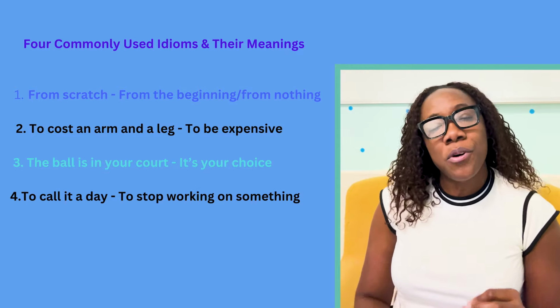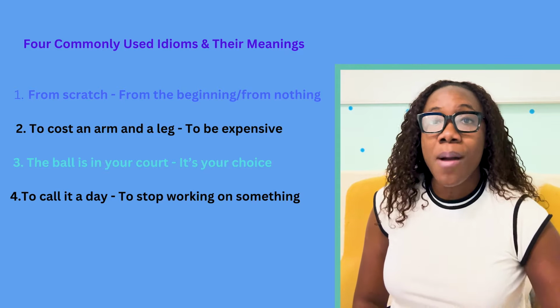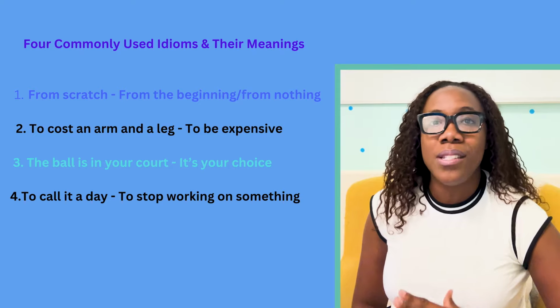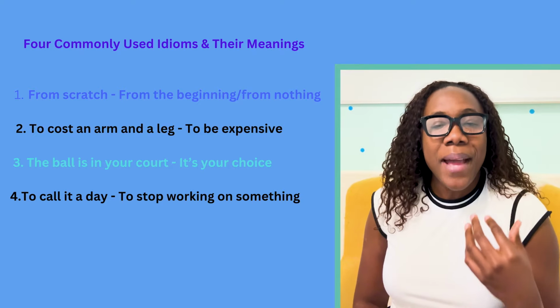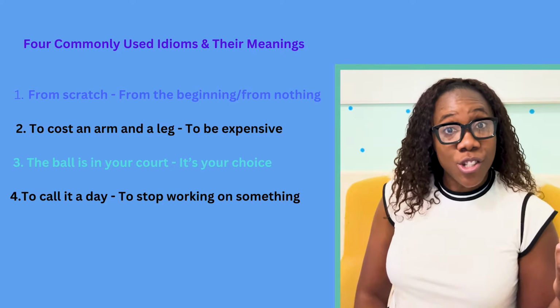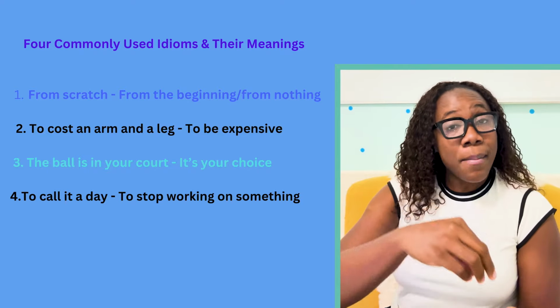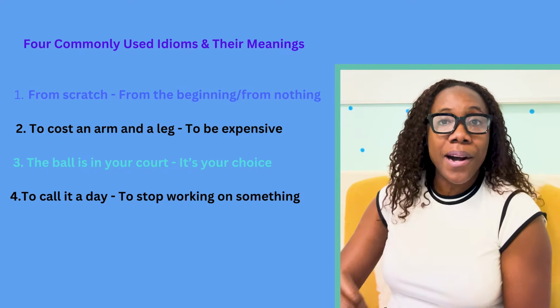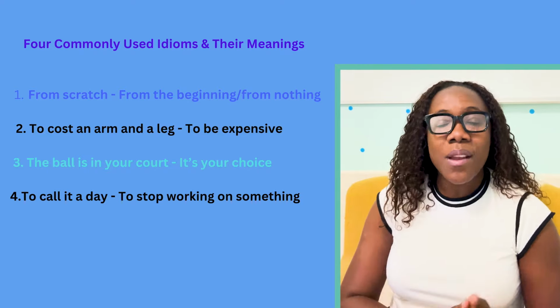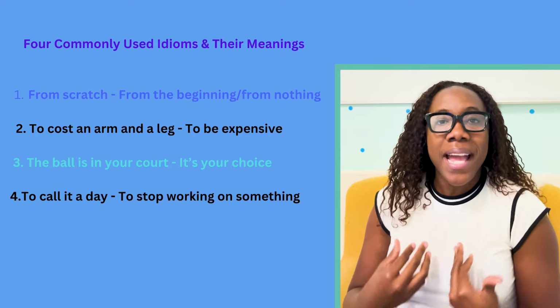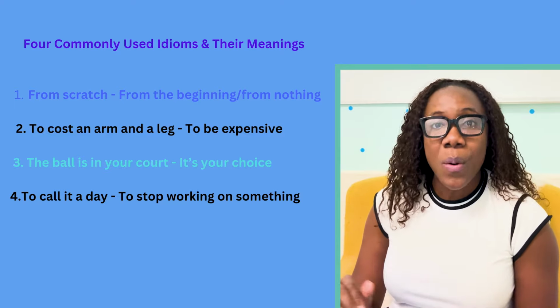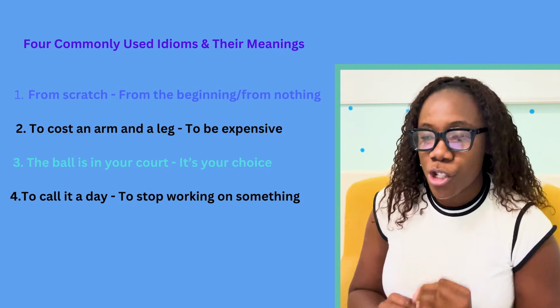So for example, from scratch means from the beginning, from ground zero. So I can bake a cake from scratch, meaning I combine the flour with the butter, with the sugar, and all the ingredients, and I made the cake from ground zero. I made it from scratch.